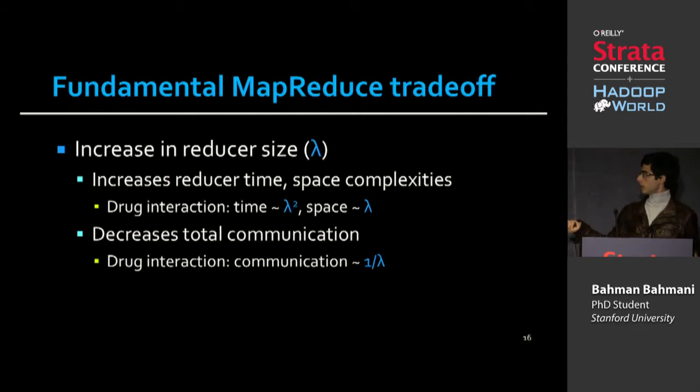Like in the case of the drug interaction, if you have the reducer size to be lambda, the time complexity of each reducer is lambda squared, because it's computing the interactions between any pair of those lambda drugs. The space is proportional to lambda. The communication, we showed, is proportional to 1 over lambda. And such a formulation can actually help to optimize several things. Like you can use it to optimize the wall clock time of the algorithm based on the characteristics of your computing cluster.